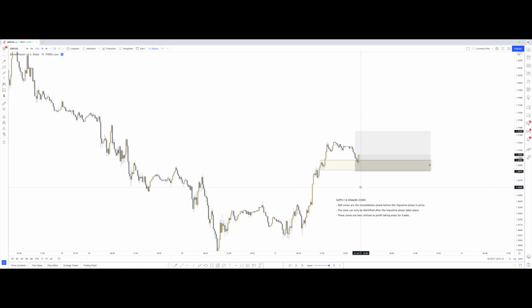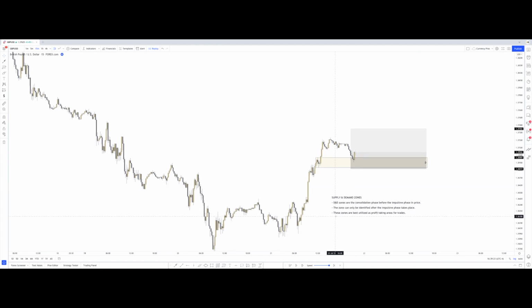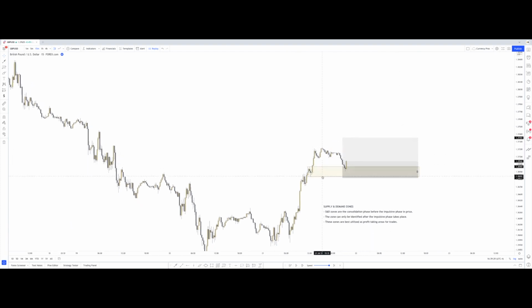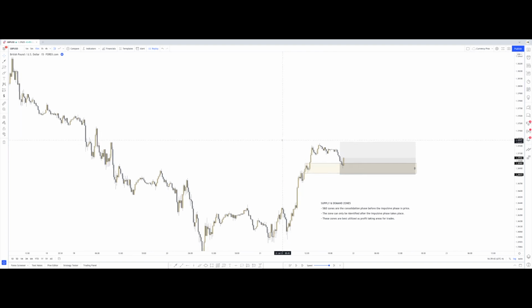And as far as targets go, as I mentioned in the last part here, these zones are best utilized as profit-taking areas for trades. So instead of a demand zone, you can look to your left and find a supply zone, and you can set your profit target there, and your trade will automatically close out once you reach that area, right? So let's look to the left and see if we can find a supply zone, a significant supply zone that has been unmitigated.